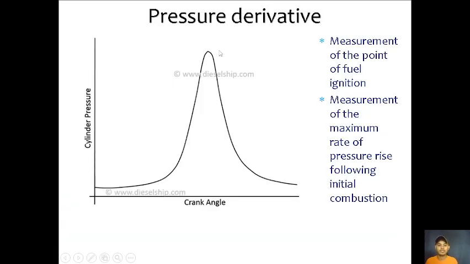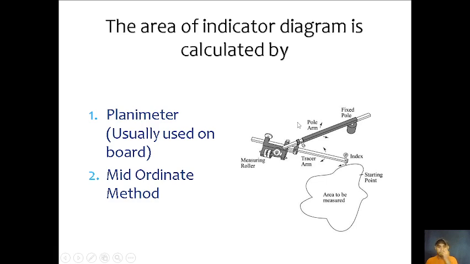Next, we have the pressure derivative. This is the measurement of the point of fuel ignition, and the measurement of the maximum rate of pressure rise following initial combustion. So this is the cylinder pressure during the maximum pressure rise following initial combustion. The area of the indicator diagram is calculated by planimeter, usually used on board, or by the mid-ordinate method.